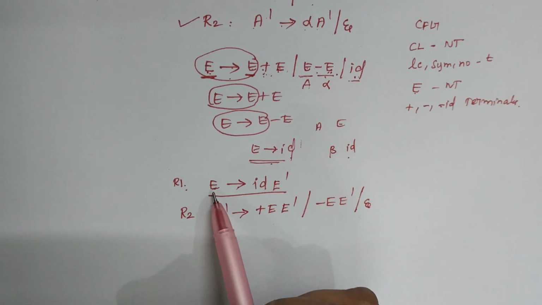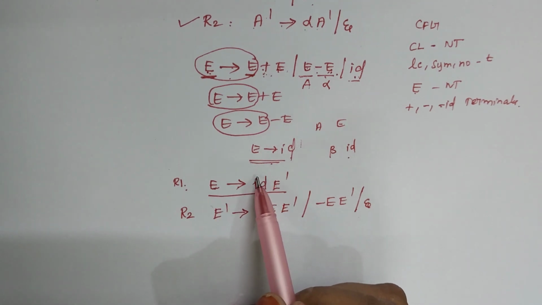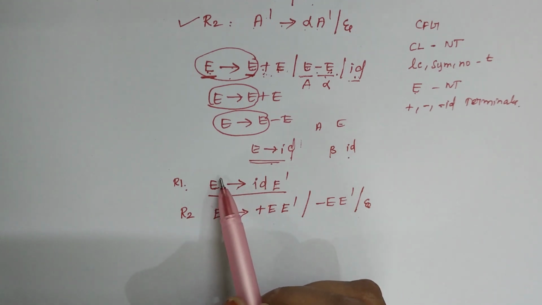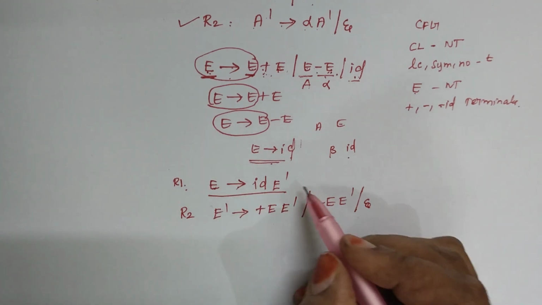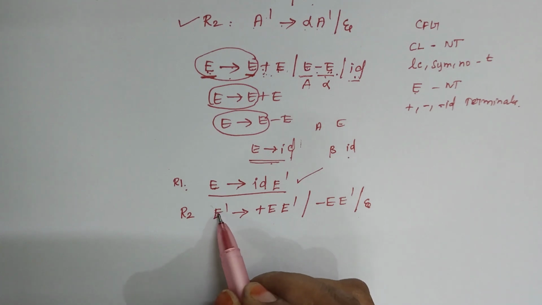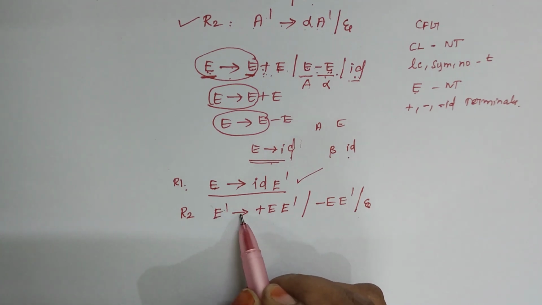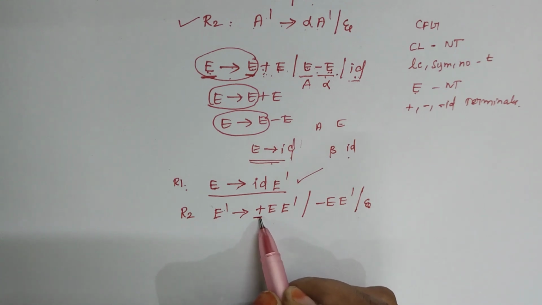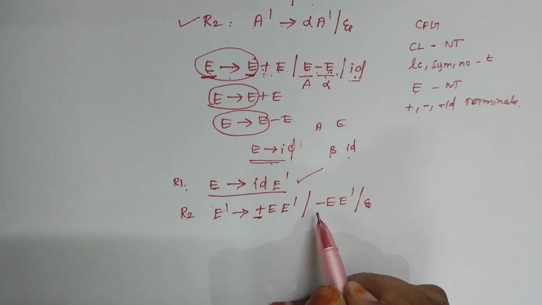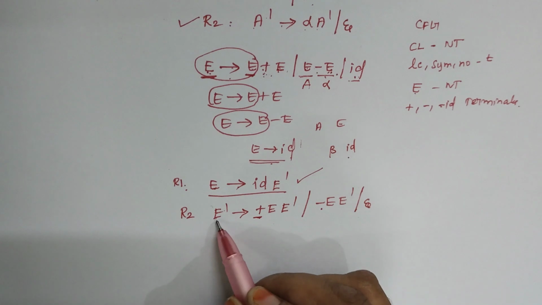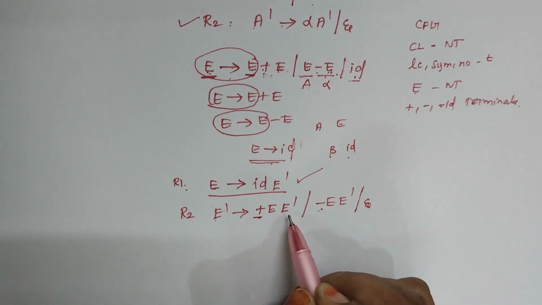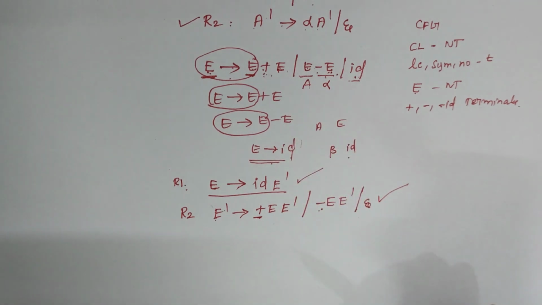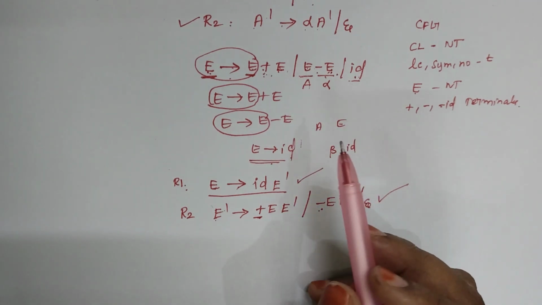Now look at this production. E produces ID. Here it is a terminal. Here there is no non-terminal named E. So here there is no left recursion, we have eliminated. Similarly here E dash is another new non-terminal which is used for eliminating the left recursion. Here you have plus. So there is no left recursion. Similarly for this production also, E dash produces minus. So all the left recursions are eliminated from the given grammar. I hope you can understand this. Thank you.